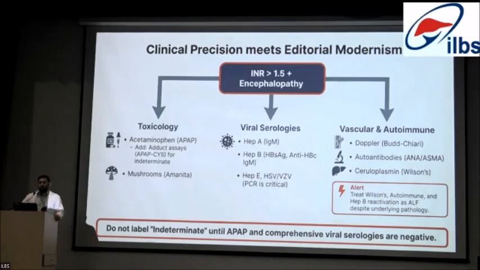So when a patient meets criteria of INR more than 1.5 and encephalopathy, we do a tox screen for paracetamol, a viral screen for hepatitis A, B, hepatitis E, and we also have to check for Budd-Chiari, autoimmune causes, and so on. And we do not label it as indeterminate unless the paracetamol poisoning is negative and comprehensive viral screens are negative, because there can be viruses like varicella and herpes, which can be found positive.